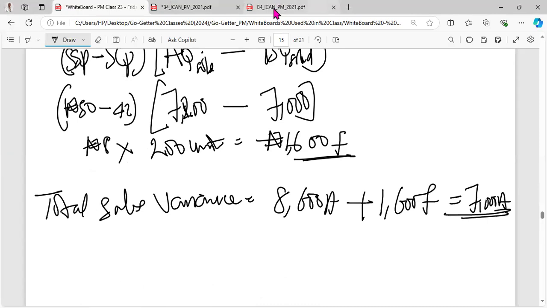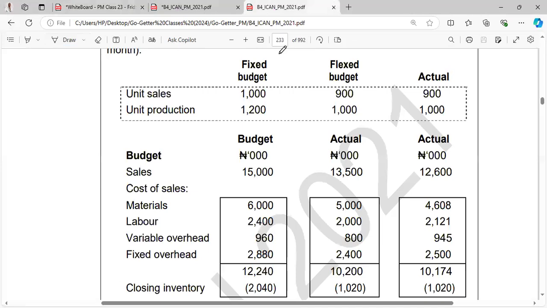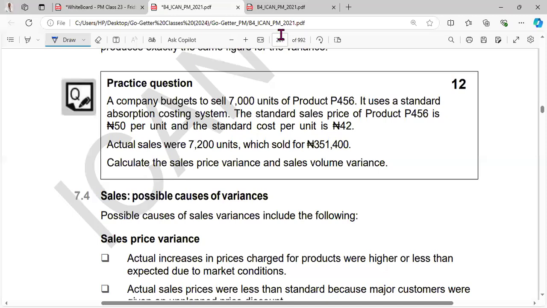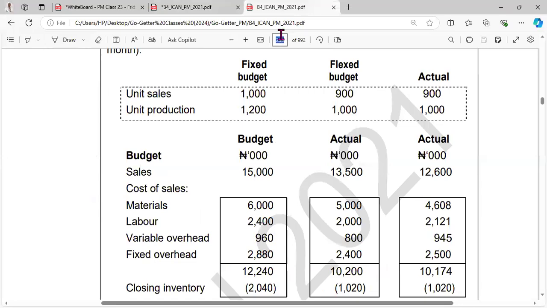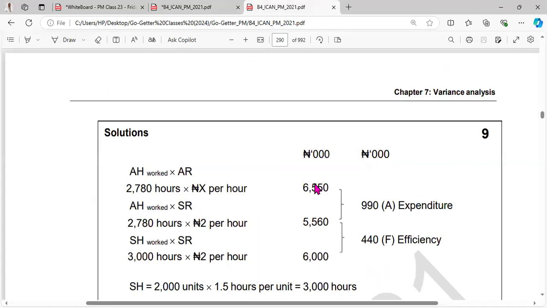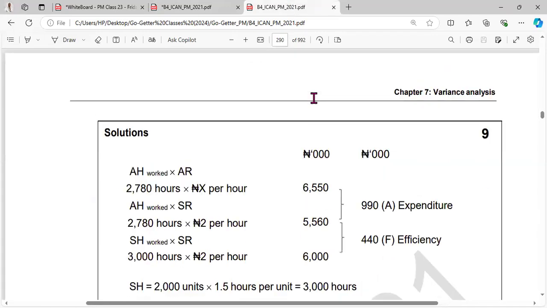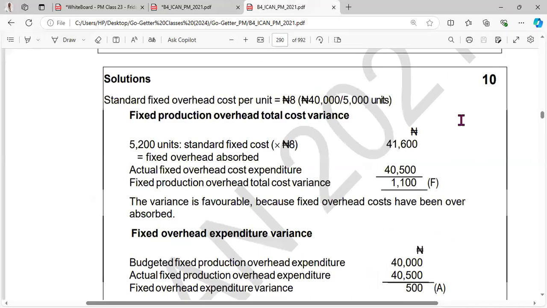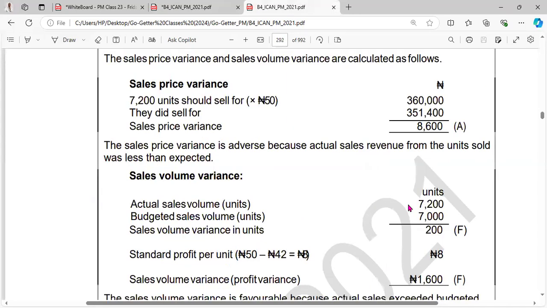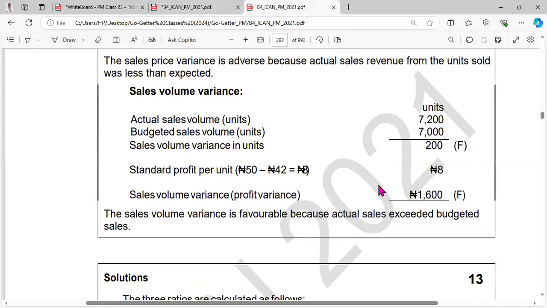All right, let's see what was actually done here. This question 12. Let's see what question 12 is. 8,600 and 1,600. Exactly what we said.